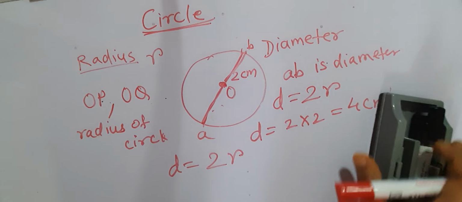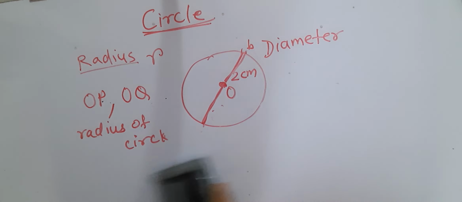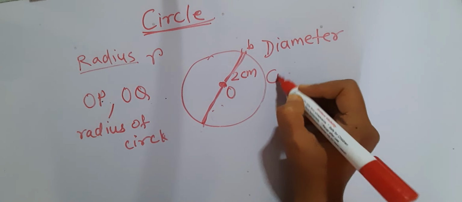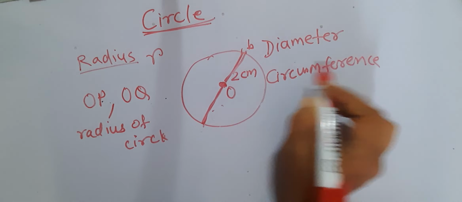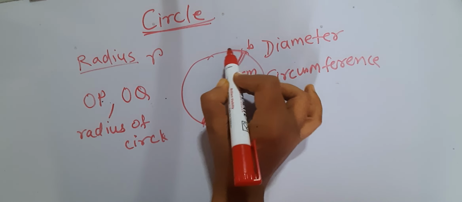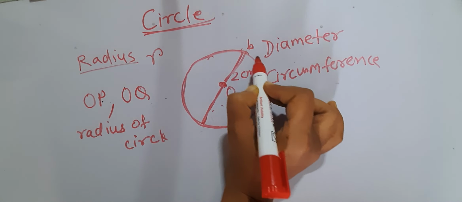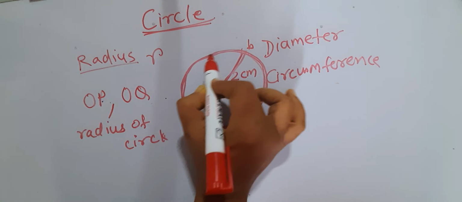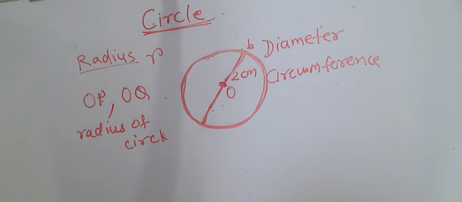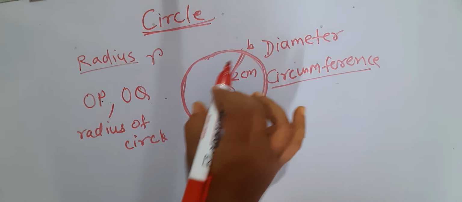Next is circumference. We know what is circumference. Circumference is, we can say, the perimeter of circle. So perimeter in the sense the length of the boundary of the circle. So the length of this complete part, the boundary of circle, is the circumference of the circle. Circumference is the length of the boundary of the circle.